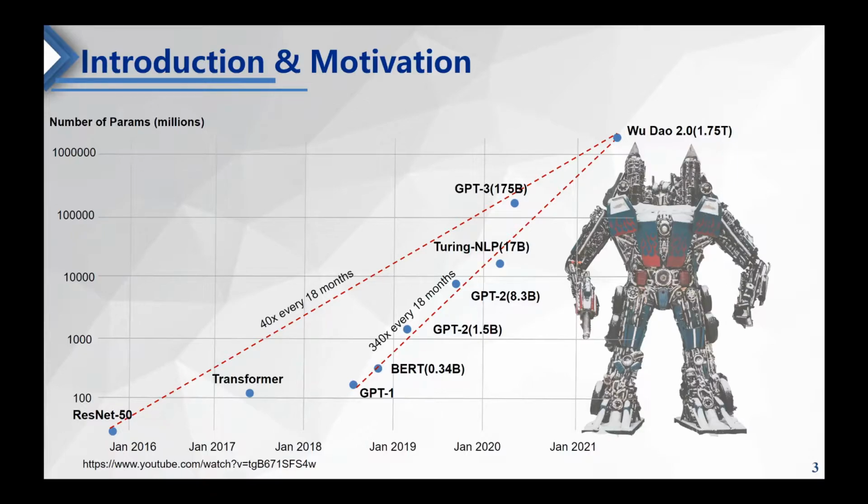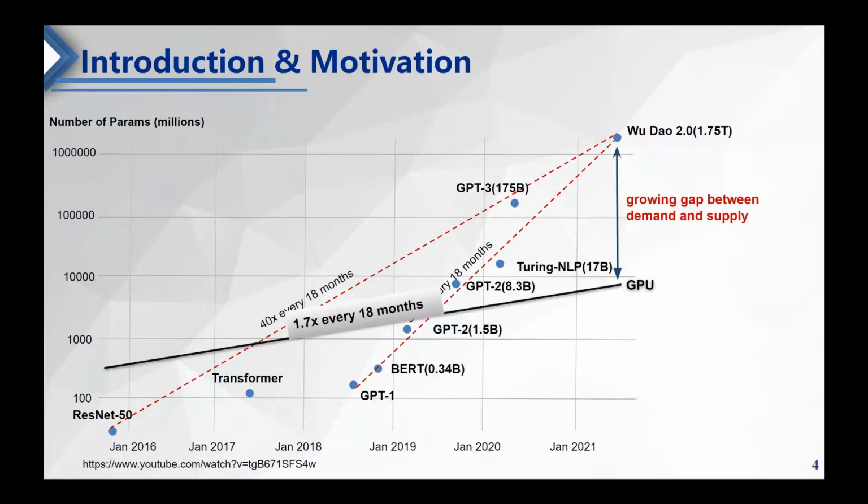In recent years, with the rapid development speed of novel transformer models, this situation has become more serious. Model sizes evolve tens or even hundreds of times in 18 months. In contrast, GPU memory size increases at only 1.7 times every 18 months currently. We can see that the growing gap between demand and supply is getting bigger, and it will get worse and worse.